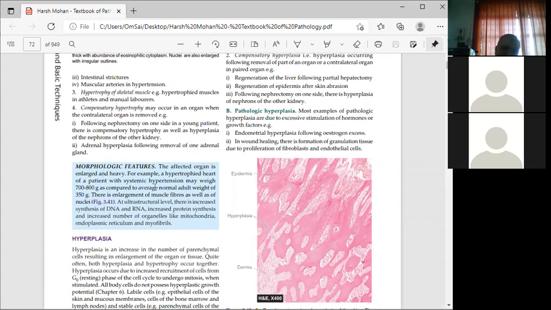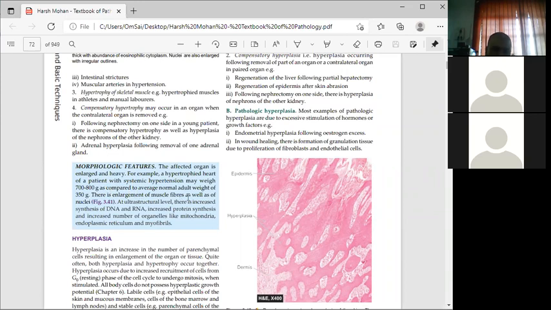The affected organ is enlarged and heavy. This is one morphological feature. For example, a hypertrophied heart of a patient with systemic hypertension may weigh 700 to 800 gram, as compared to the average normal adult heart weight of 350 gram.